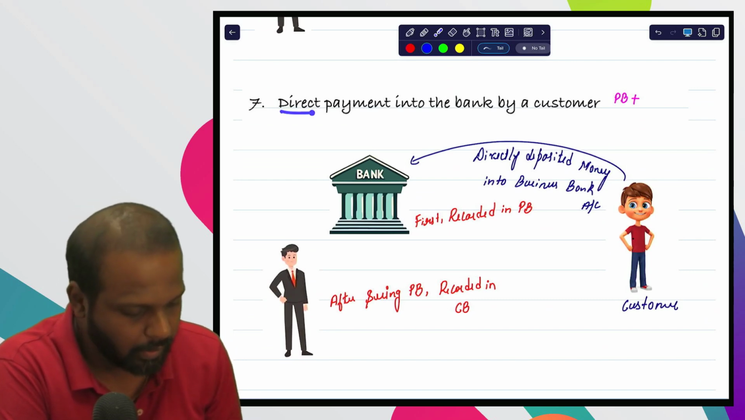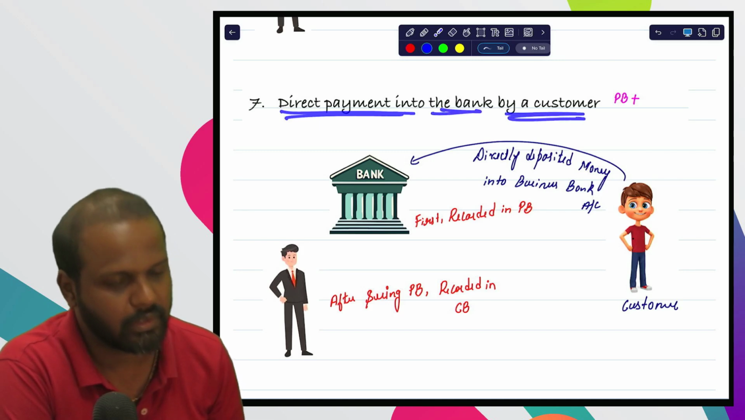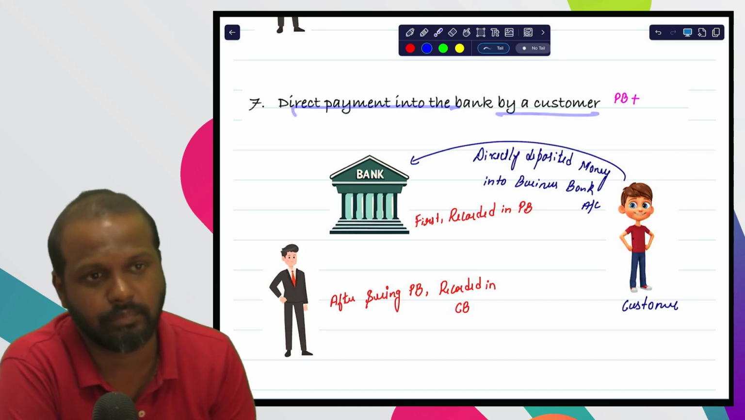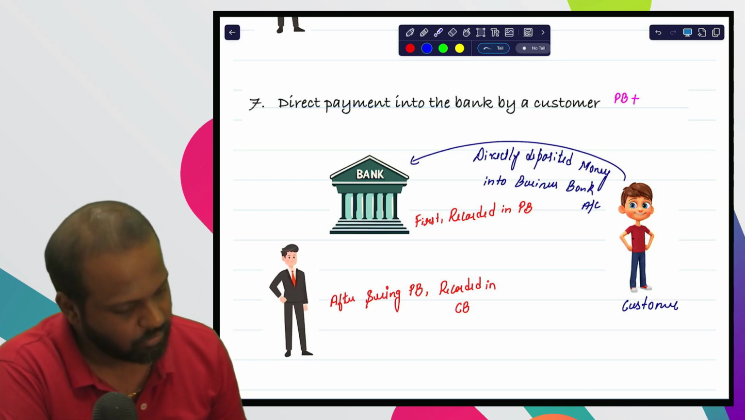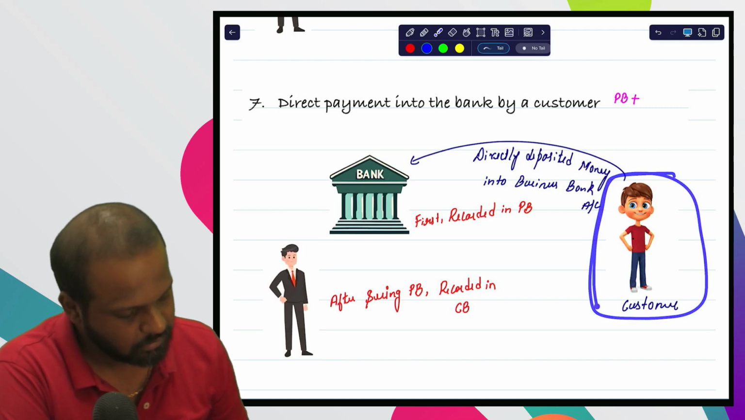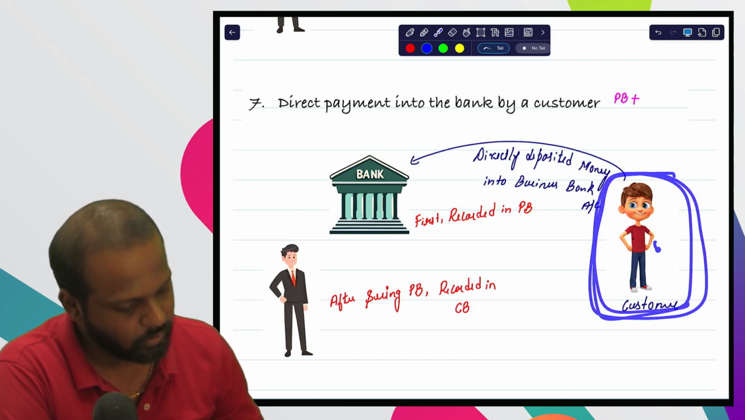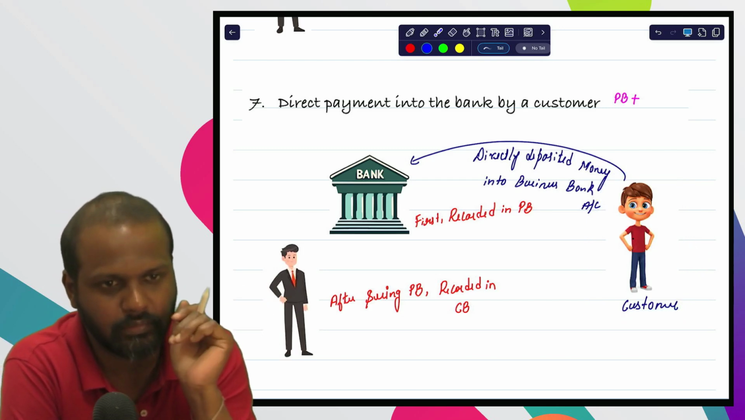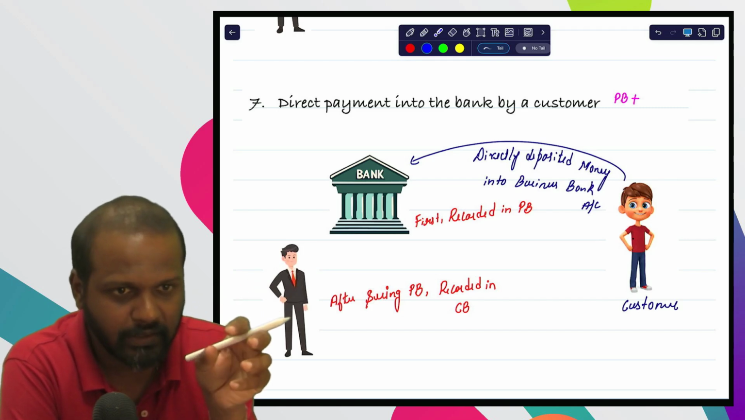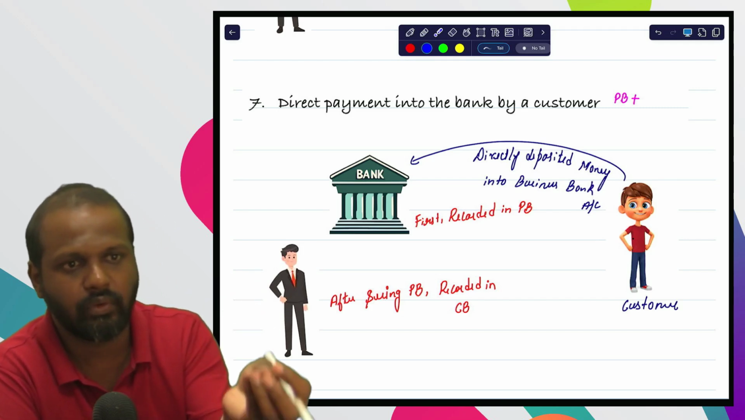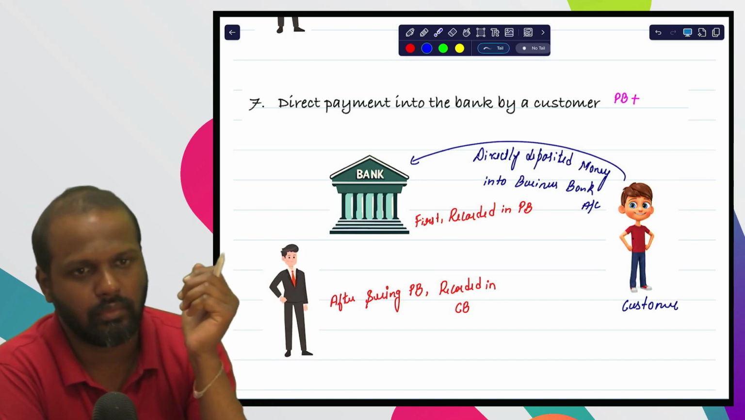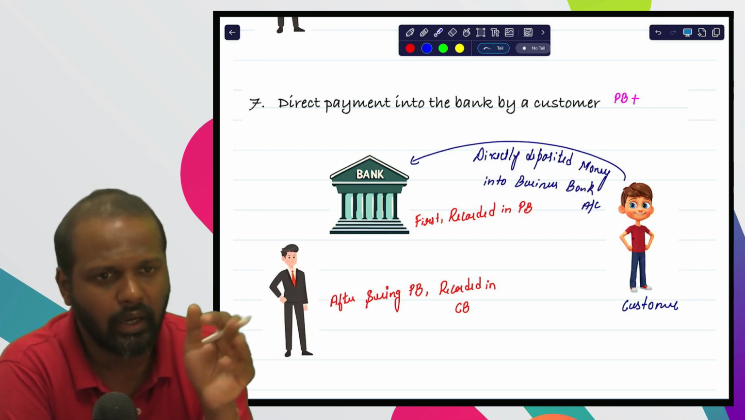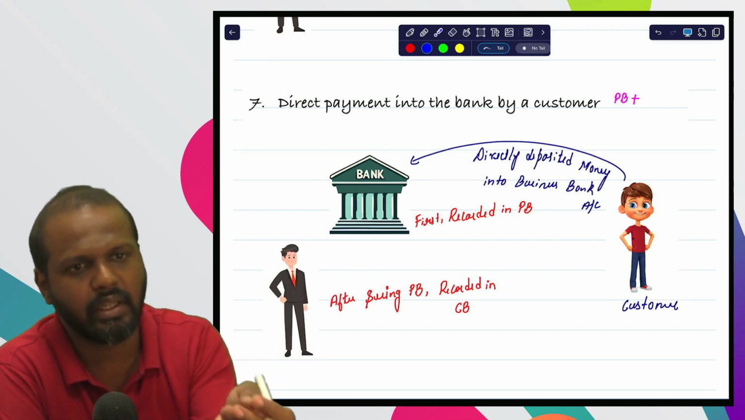Next, direct payment into the bank by a customer. See, sometimes what will happen? Let us say he is one of my customers and he has to give, let us say, 1 lakh rupees to me. And what my customer has done, he directly transferred the money into my bank account through online transfer or Google Pay, PhonePe, or something. Or let us say he has directly deposited the cash into my bank account.